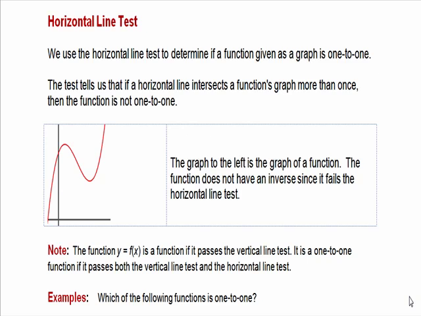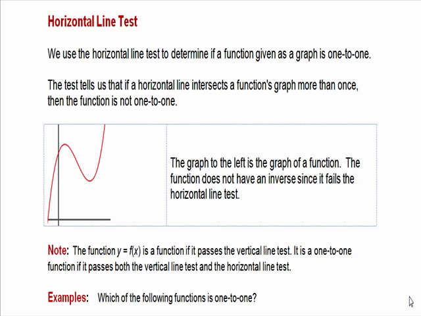When we have a graph, there's actually a quick way that we can determine whether that graph produces a function with an inverse. And that quick way is the horizontal line test. You probably remember this from previous math courses. We use the horizontal line test to determine if a function gives us a graph that is one-to-one.